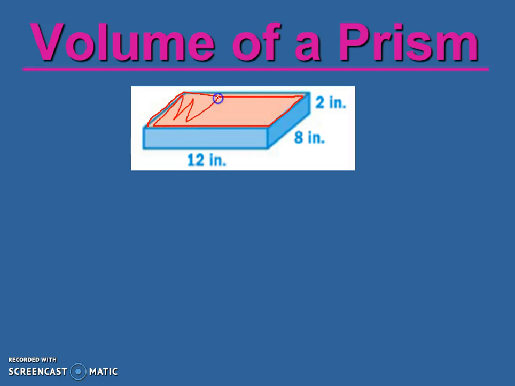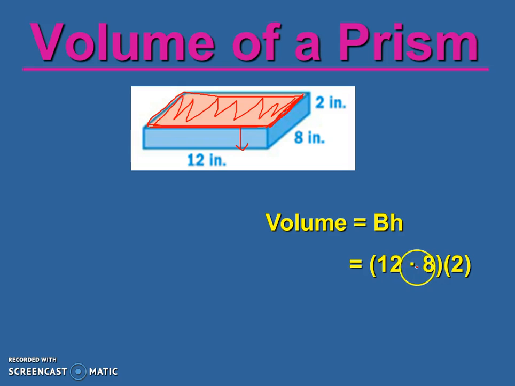Okay, this is going to be my base shape, which means that the area of that rectangle can be found by doing 12, which is the length along here, times 8, which is the length along this edge. So 12 times 8 gives me the area, and then the height has to be from the base across to the opposite side. So the height then is going to be 2. So 12 times 8, that gives me my base area, which is 96. Multiply that by the height of 2, and that's going to give me 192 cubic inches.